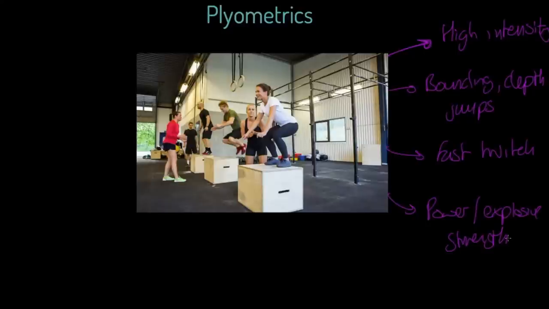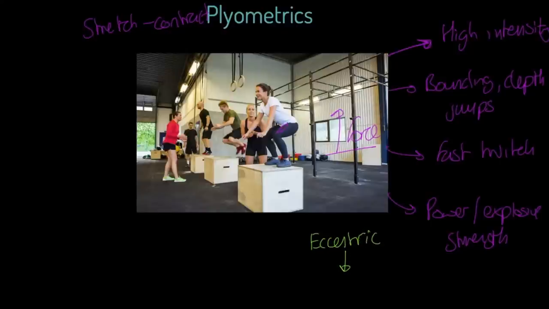Now, plyometrics has a principle to it, and that is that a muscle, let's say this quadricep muscle here, can increase force if it is stretched before the contraction. So we stretch, then contract. The best way to summarize that is we do an eccentric contraction first, which is effectively a stretch, and then we do a concentric contraction. And that concentric contraction should be more powerful. Why? Because the stretching eccentric contraction happens first.